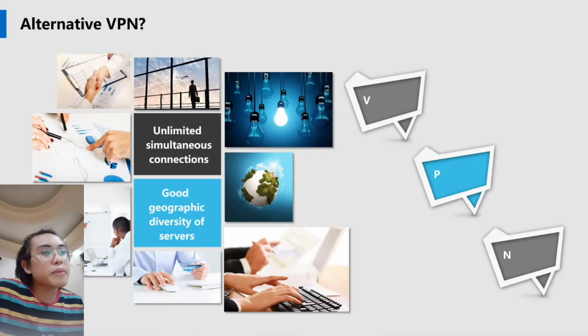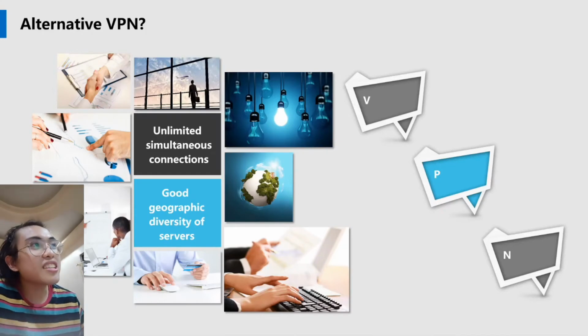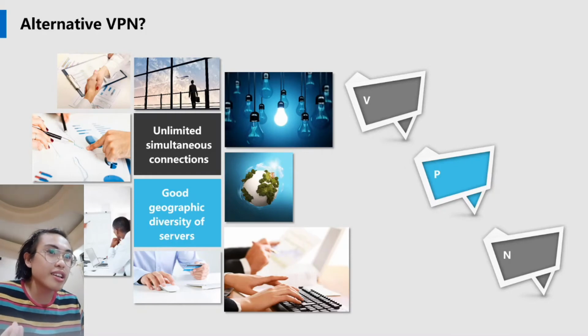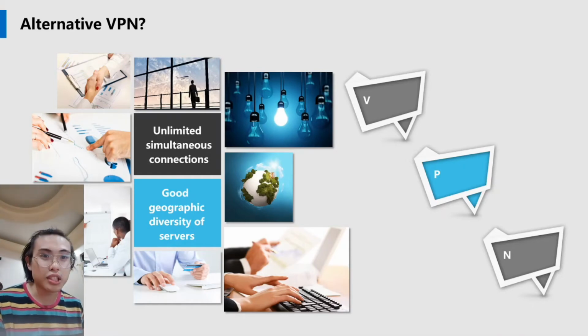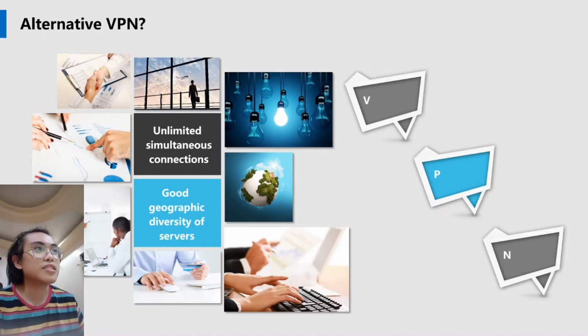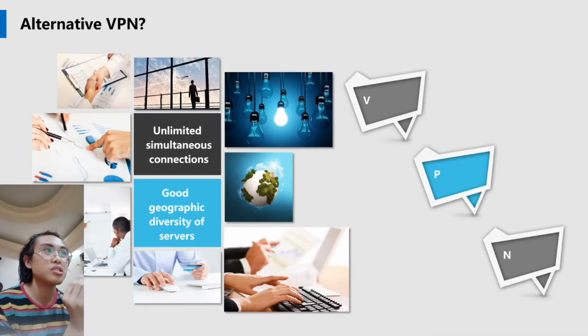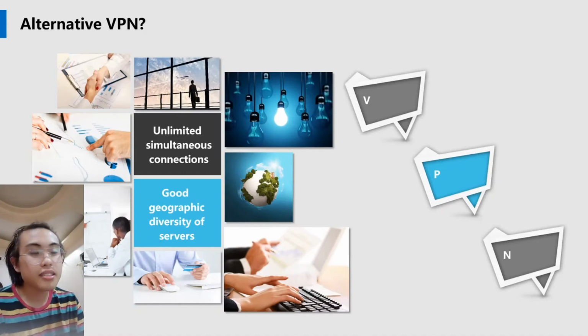So what alternative VPN? Here's a brief description of my alternative VPN. It has unlimited simultaneous connections and good geographic diversity of servers. So unlimited simultaneous connections, meaning if you buy this VPN, unlimited, like, dude, you could use it on every device. Like, you could use it on a laptop, 10 phones. It's not like a VPN that can only have 2 devices. So this can understand good geographic diversity of servers. So yeah, I guess when you choose a server, it has a good geographic, like it really connects you to that server on that place. Yeah.